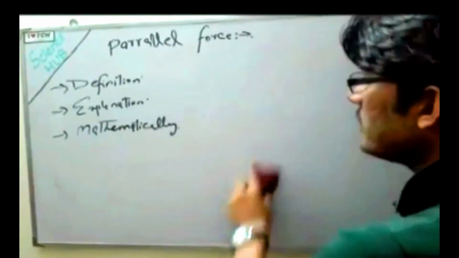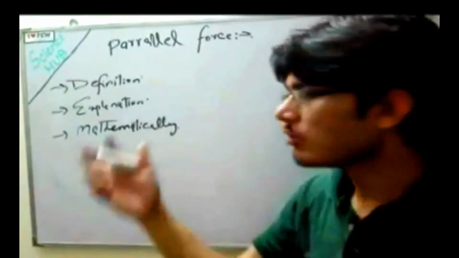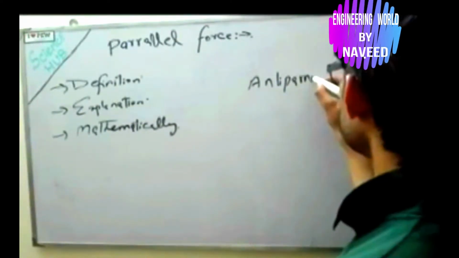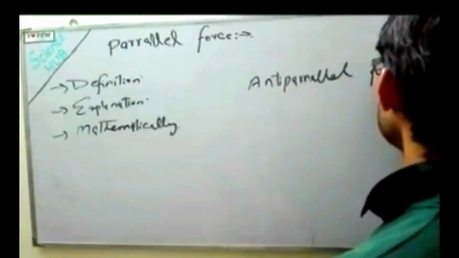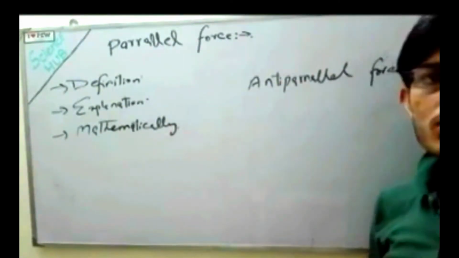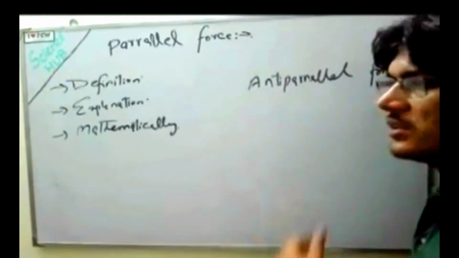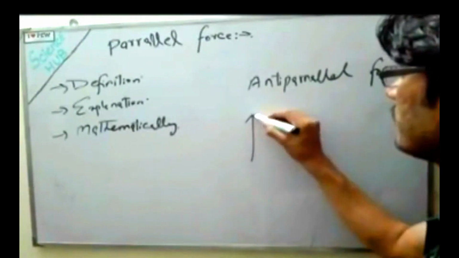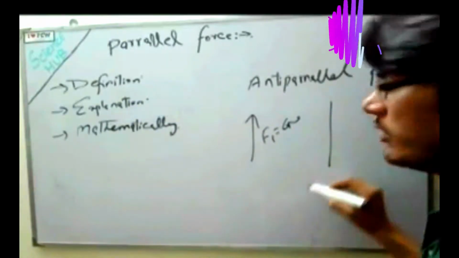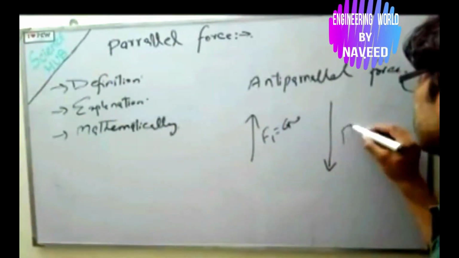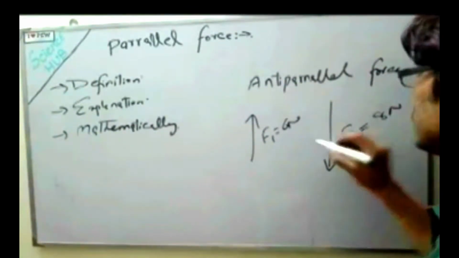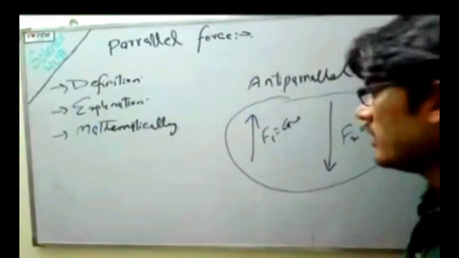Now we have another term, which is the opposite of this. That is called anti-parallel forces. These are such type of forces in which the magnitude may or may not be equal and the directions are opposite to each other. Let's say this is the force F1 and its magnitude is equal to 6 Newton. Another force will be in the opposite direction to this force, F2, and its magnitude is equal to 8 Newton. So these forces are anti-parallel forces.